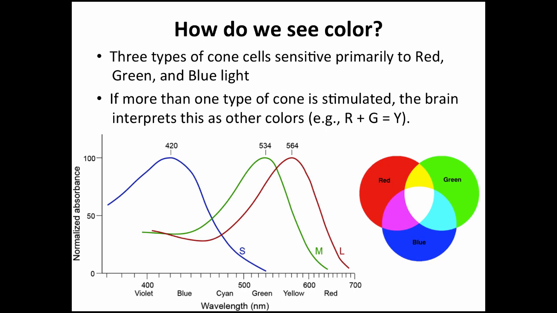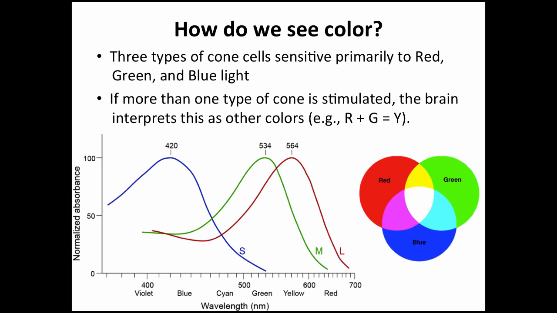There's another group of cones that also, again, detect a range of different wavelengths, but are particularly sensitive to green light at about 530 nanometers, and another group of cones that's particularly sensitive to red light at about 560 to 570 nanometers in wavelength. So these three different cone cells are particularly sensitive to red, green, and blue light.